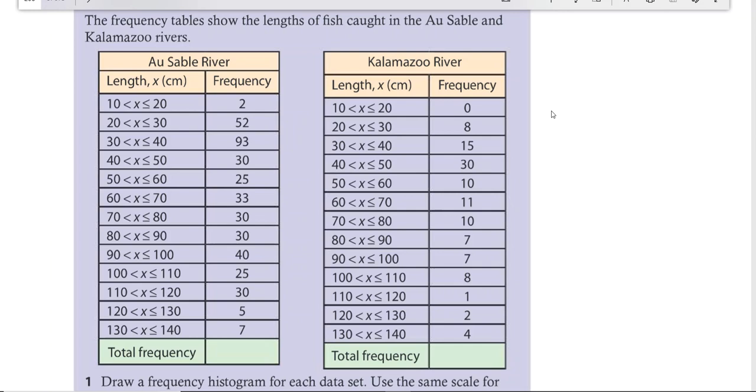What about the amount of smallest fish? Which river had the smallest fish? There's two of them that were between 10 and 20. The smallest fish was in the left-hand one.